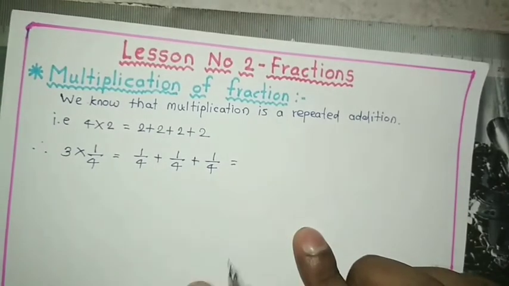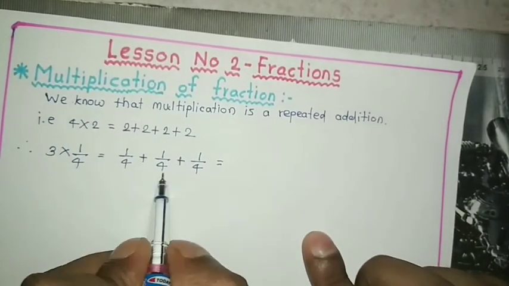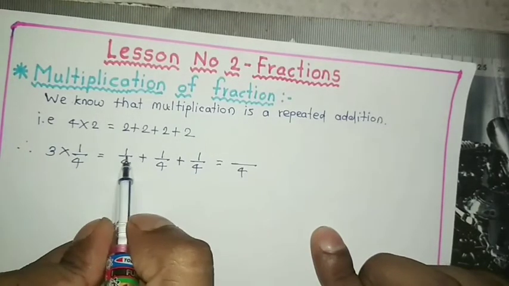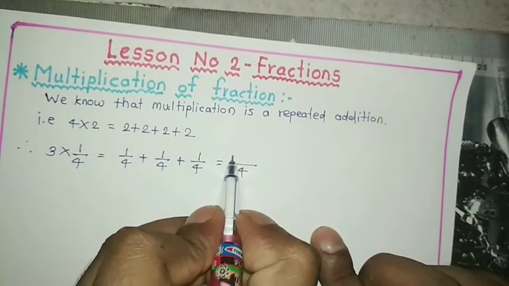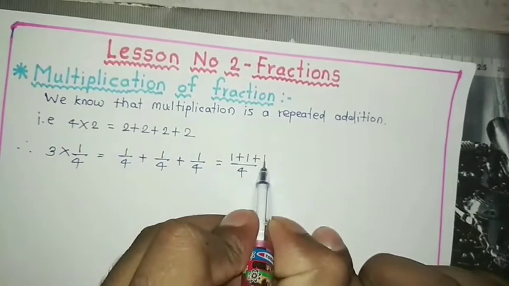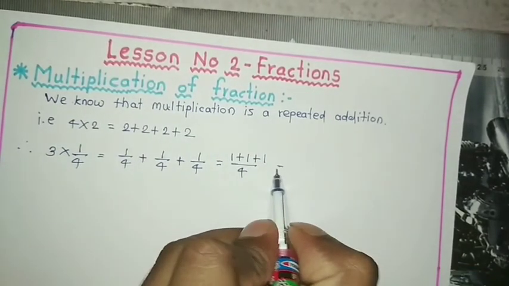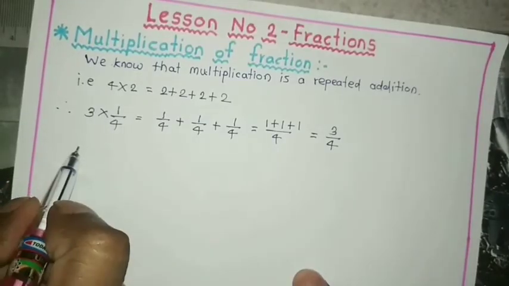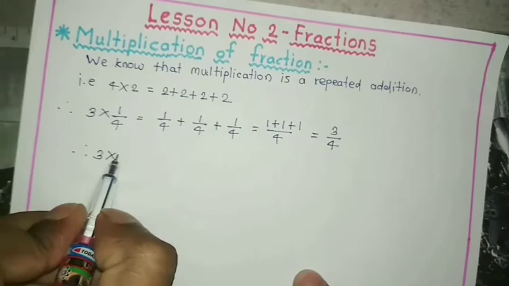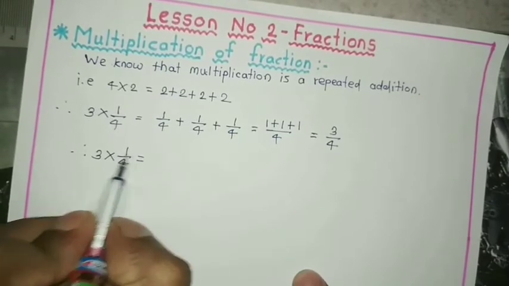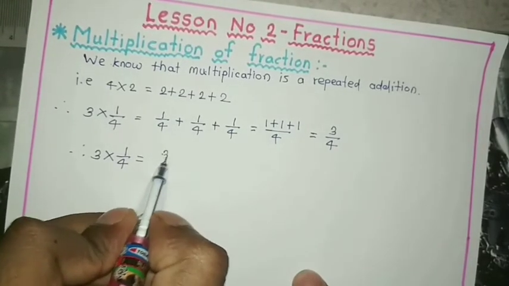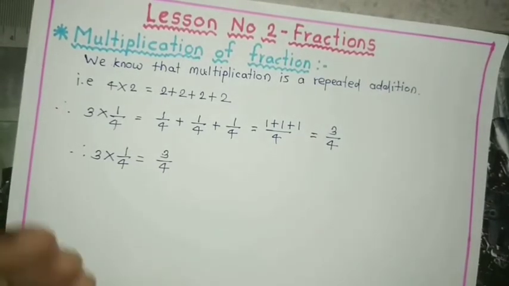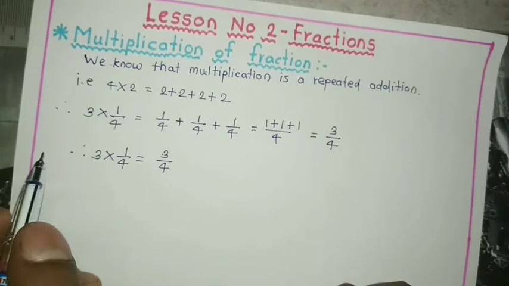So here the denominator is the same, 4. So I take 4 as common, and then I add the numerators 1 plus 1 plus 1. So my answer is 3 divided by 4, which means 3 into 1 divided by 4 is equal to 3 divided by 4. Okay, so by using a figure, we can also solve this multiplication of fractions.